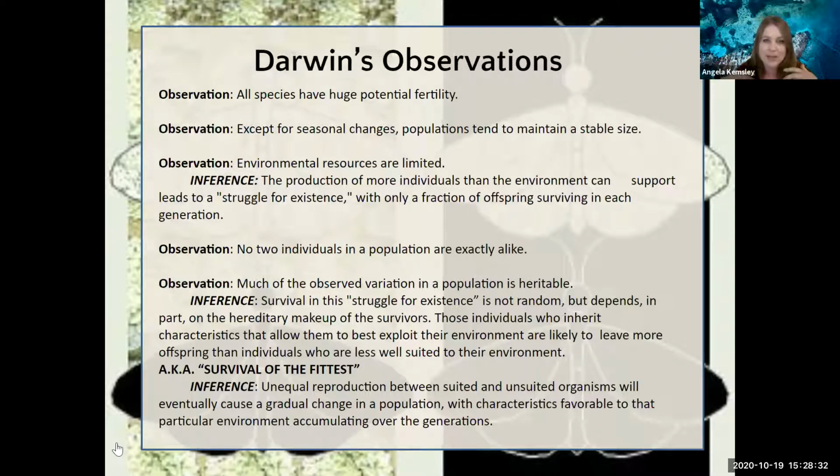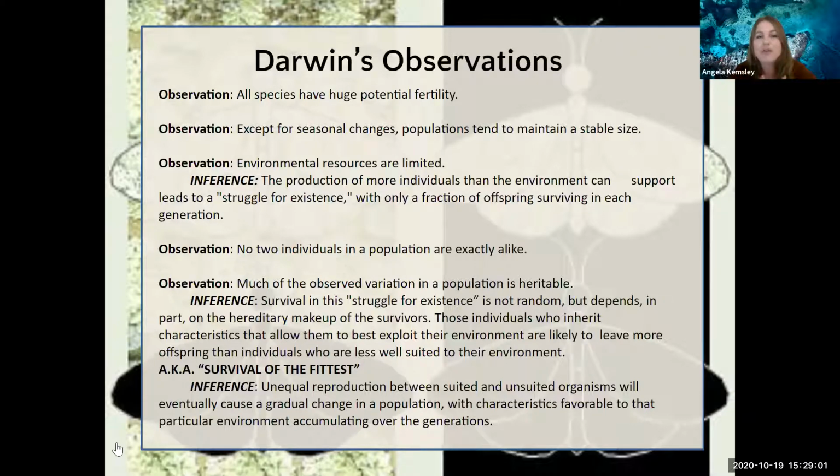So if you happen to have the adaptations that best match the environment, you're going to be the most successful, you're going to be the healthiest, you're going to survive longer, and most importantly, you're going to have more babies. And this was the idea of survival of the fittest. And he made another inference on this, that unequal reproduction between suited and unsuited organisms, those best suited to the environment and those not well suited to the environment, will eventually cause a gradual change in the population.